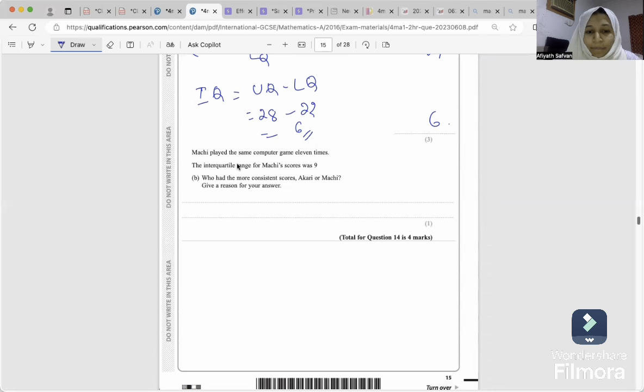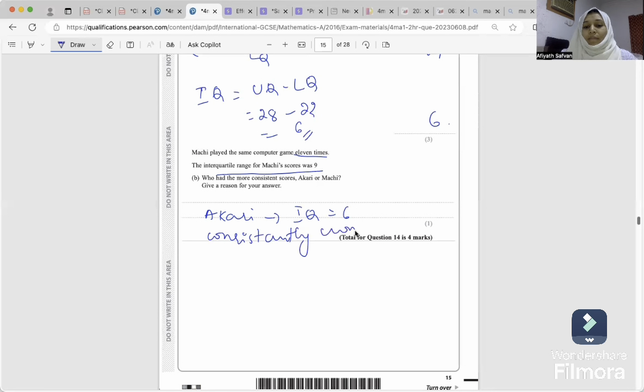The Matchee played the same computer game 11 times. The interquartile range for the Matchee score was 9. Who had the more consistent scores? Of course, it is Akari, right? Because Akari's range is not that great. It's a small range, right? The interquartile range is going to be 6, and he wins consistently. He wins repeatedly. He won more than the Matchee. He consistently won the game.